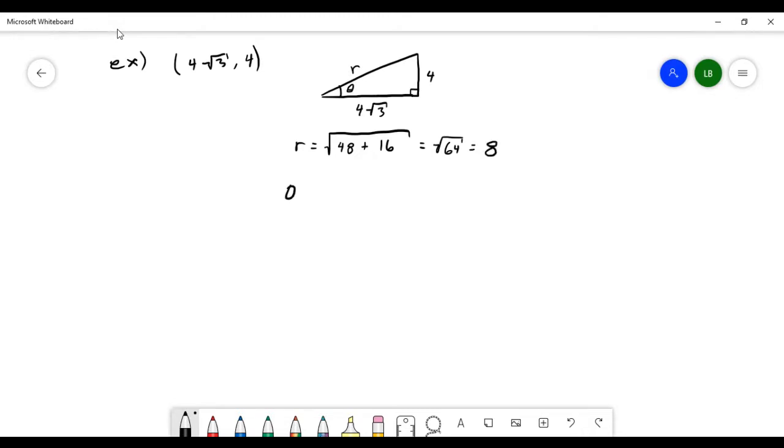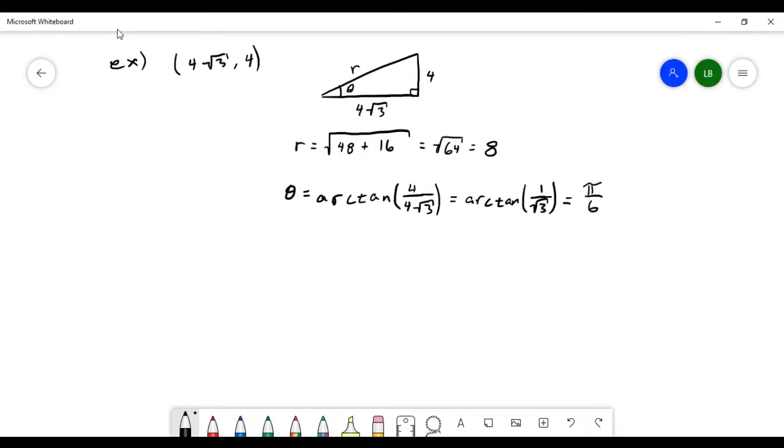And then the angle theta, well, we can use some inverse trig and say that would be the inverse tangent of y over x, or 4 over 4 root 3, which is the inverse tangent of 1 divided by the square root of 3, and that comes out to be pi over 6.